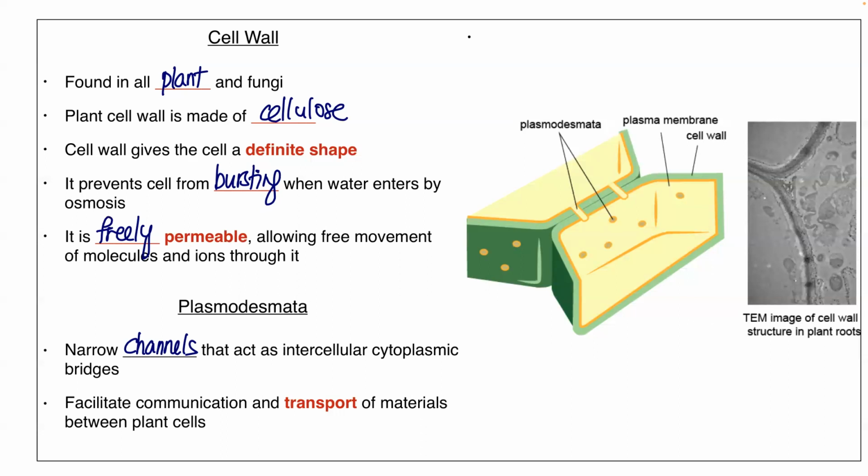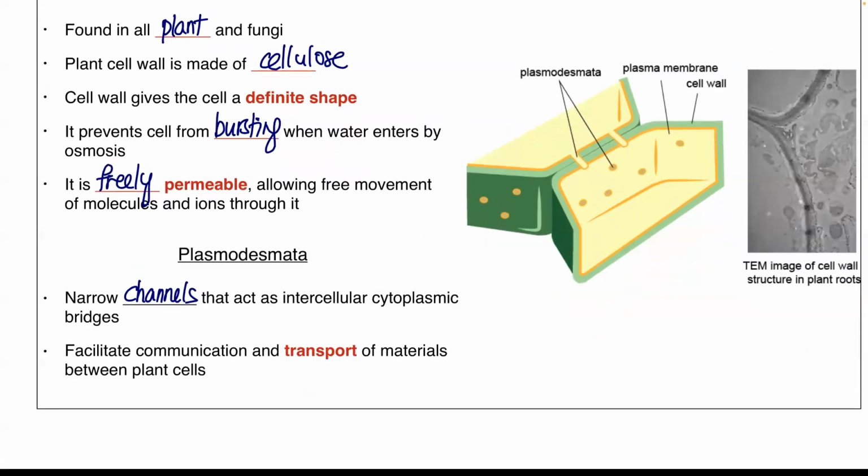And the cell wall per se is freely permeable. Because if you remember, the cell wall is basically like strands of fiber, okay, wound together. So there's still space between them. So that's why things can just easily pass through. There's no membrane barrier. So that's why a cell wall per se allows free movement of molecules.